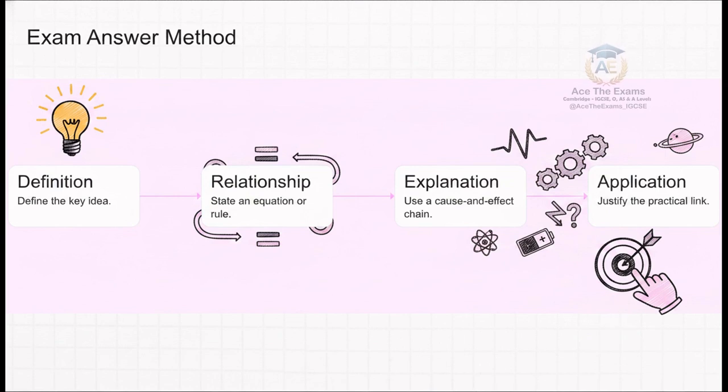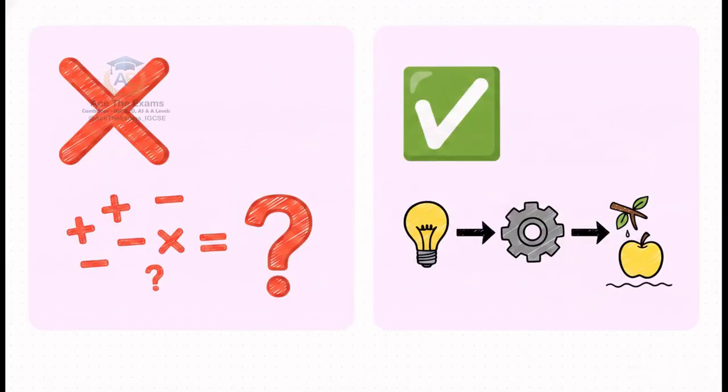If you practice speed writing one perfect paragraph using these 4 steps in under 60 seconds, you will dominate the exam paper. Let's do a find the flaw challenge. We've got a classic common weakness on the left and the best answer on the right. Look at the weakness: writing a formula without explaining variables or quoting a process without a physical link.